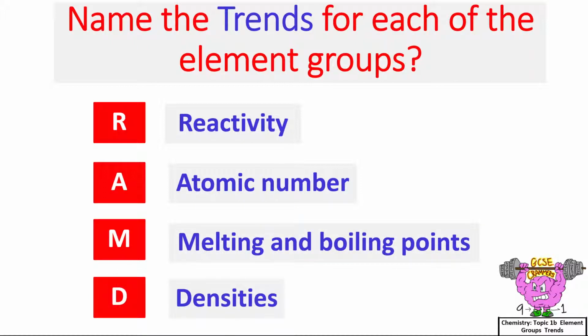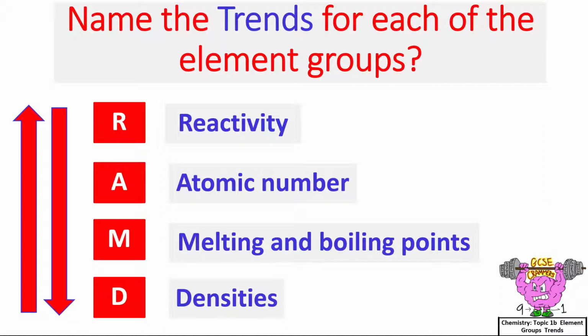You need to remember the trends and whether they increase going down the group or decrease going down the group. By learning the trends, you'll be able to predict reactions based on the position of elements in the periodic table.